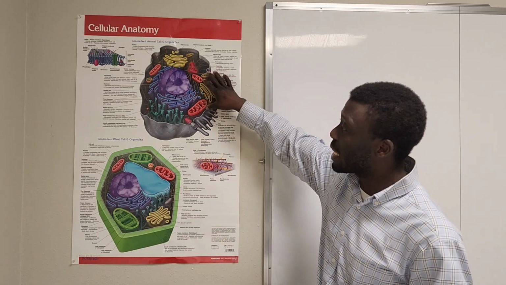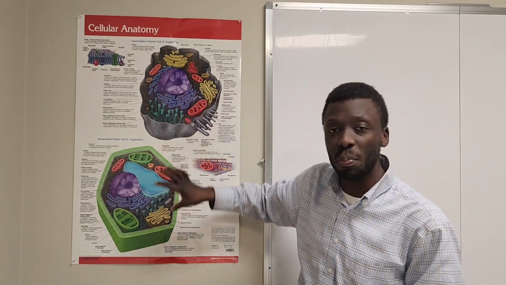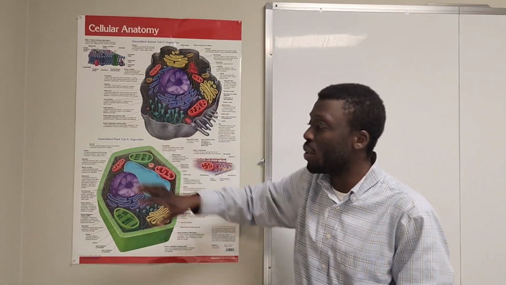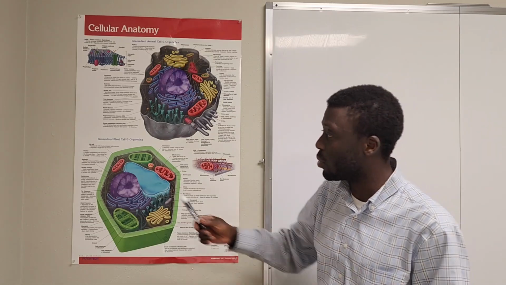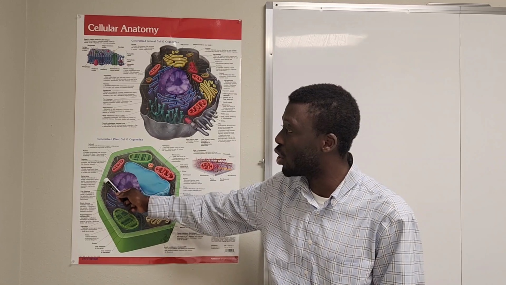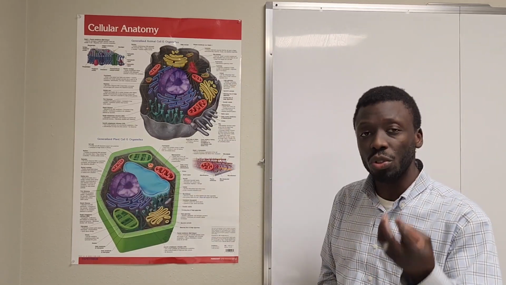When we look at cells, we have the animal cell and we have the plant cell. Right away, we see a big difference between the two of them with the cell wall. So it's important to know the difference between the plant cell and animal cell. Plant cells have a cell wall, okay? So that's important to know. It provides the cell with structural support.